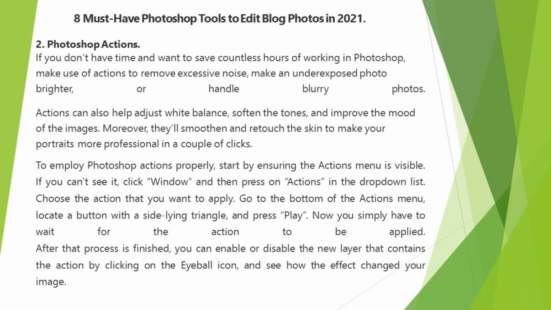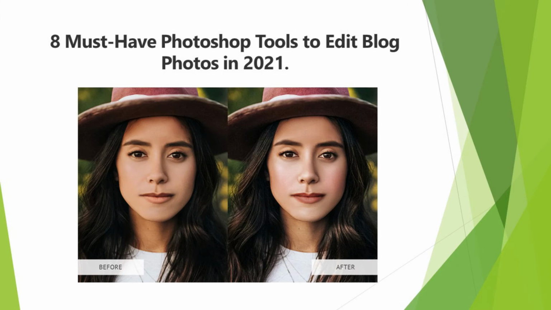After that process is finished, you can enable or disable the new layer that contains the action by clicking on the eyeball icon, and see how the effect changed your image. For instance, when applying the Reduce Color Noise slider, slowly drag it to the right until the color noise blends with the image as seamlessly as possible.